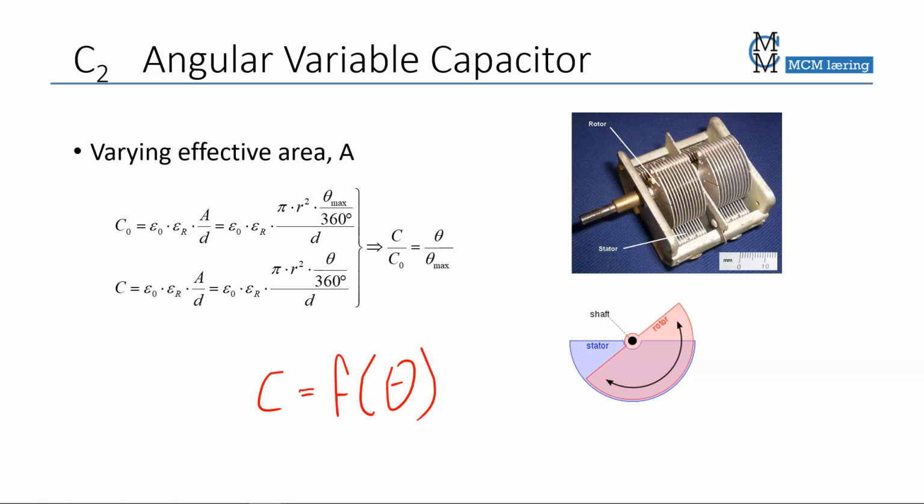This one is actually quite common in older radios, where you had the channel selector which was based on this principle here. But you still find them in many applications as an angle detector.